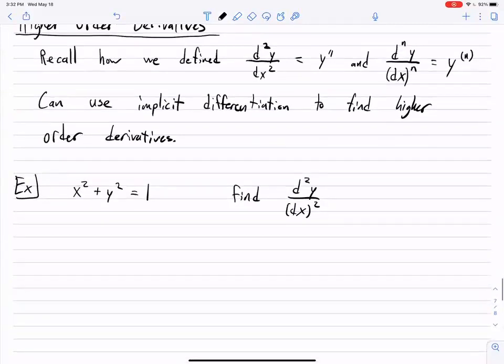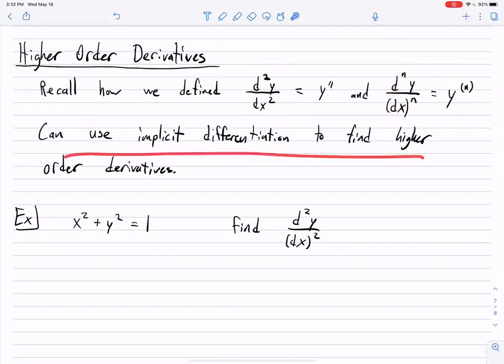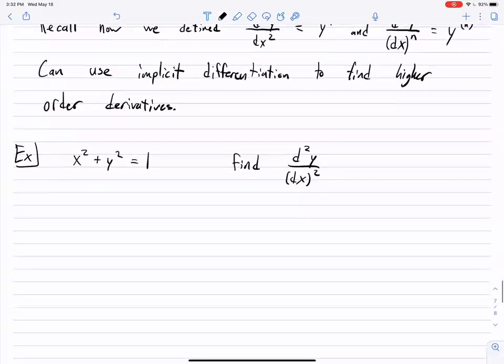Okay, so we want to find higher order derivatives. Remember how we defined d squared y dx squared as y double prime, and d to the n y dx to the n is just y to the n, so that they're taking n derivatives. We can do implicit differentiation to find higher order derivatives as well. So if I'm given this implicit function, I could find the second order derivative for it.